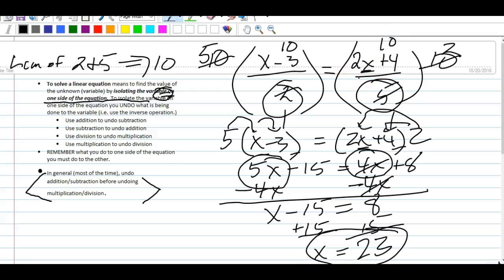So you don't always have to physically check these by actually plugging it in and simplifying both sides. Some of these you can check mentally. You should always check your answers.